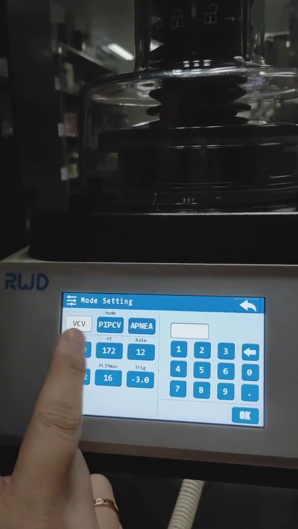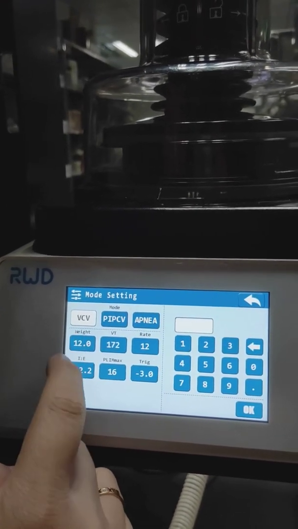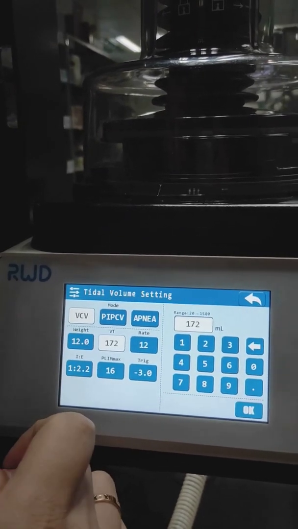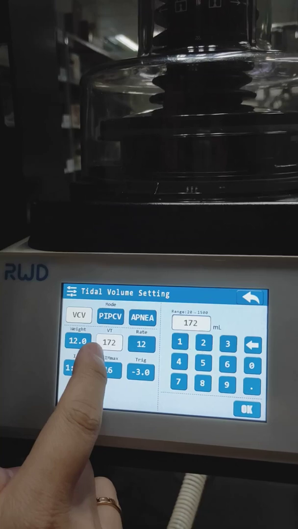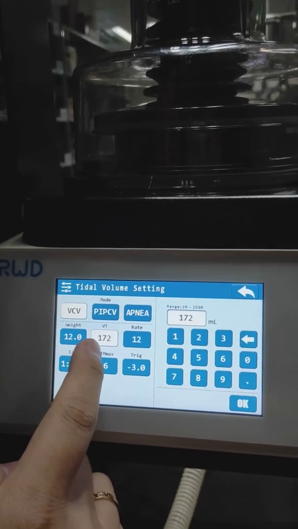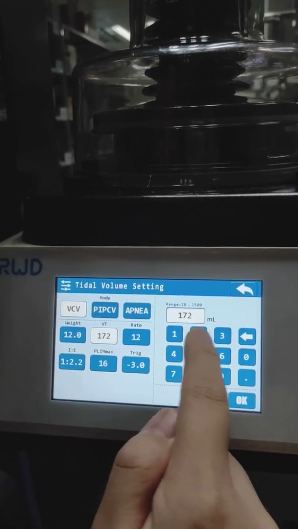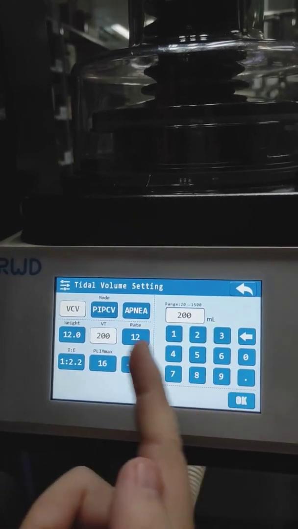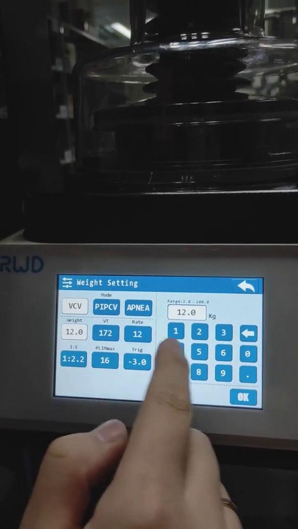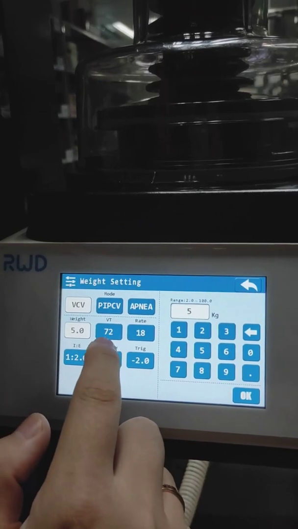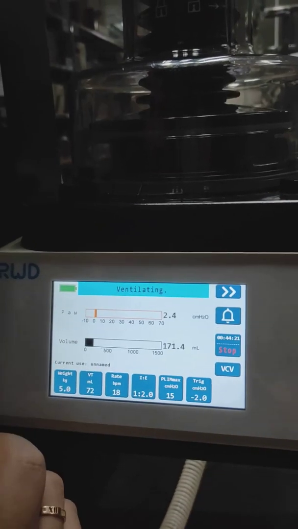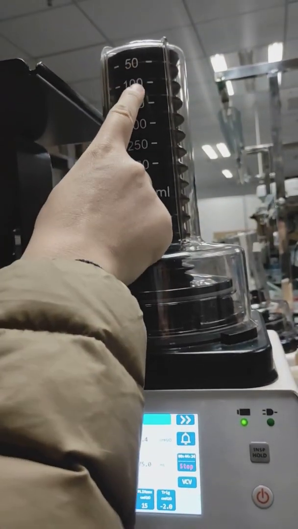And why is this called an intelligent ventilator? Because you just input the animal weight, then the machine will recommend the volume tidal. If you are not satisfied with the data recommended by the machine, you can change it. We can change it to any volume if you want, 200, whatever. Let's say if the animal weight is 5, then the ventilator will recommend a 72 volume tidal. Okay, start work. Yeah, it's 72, you can see.